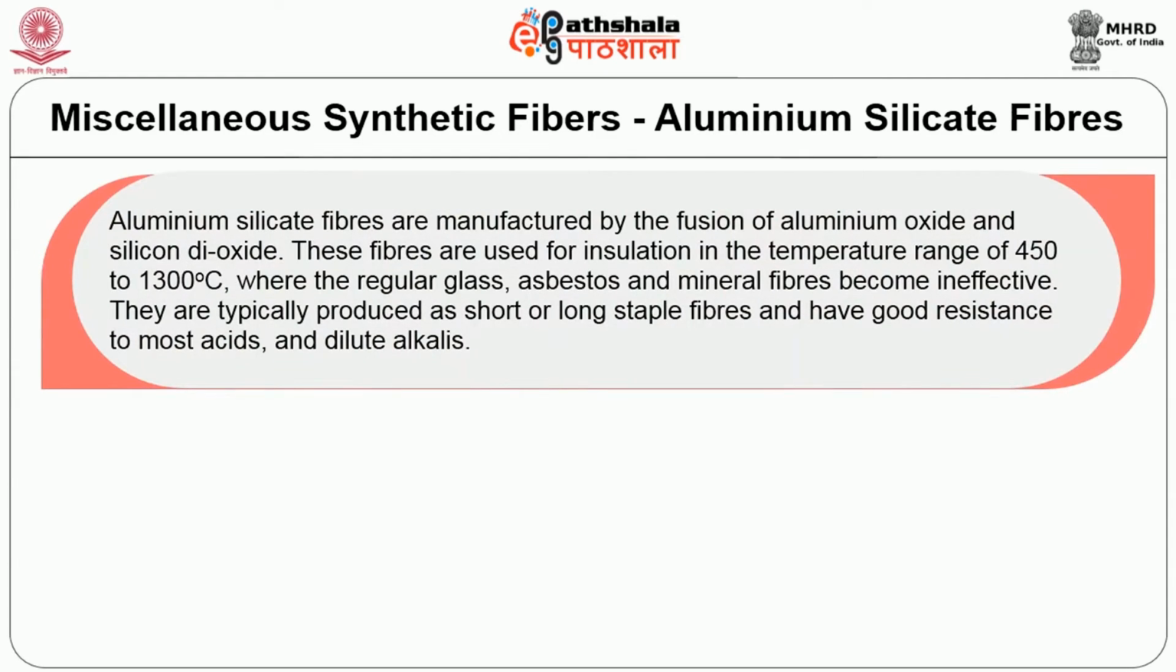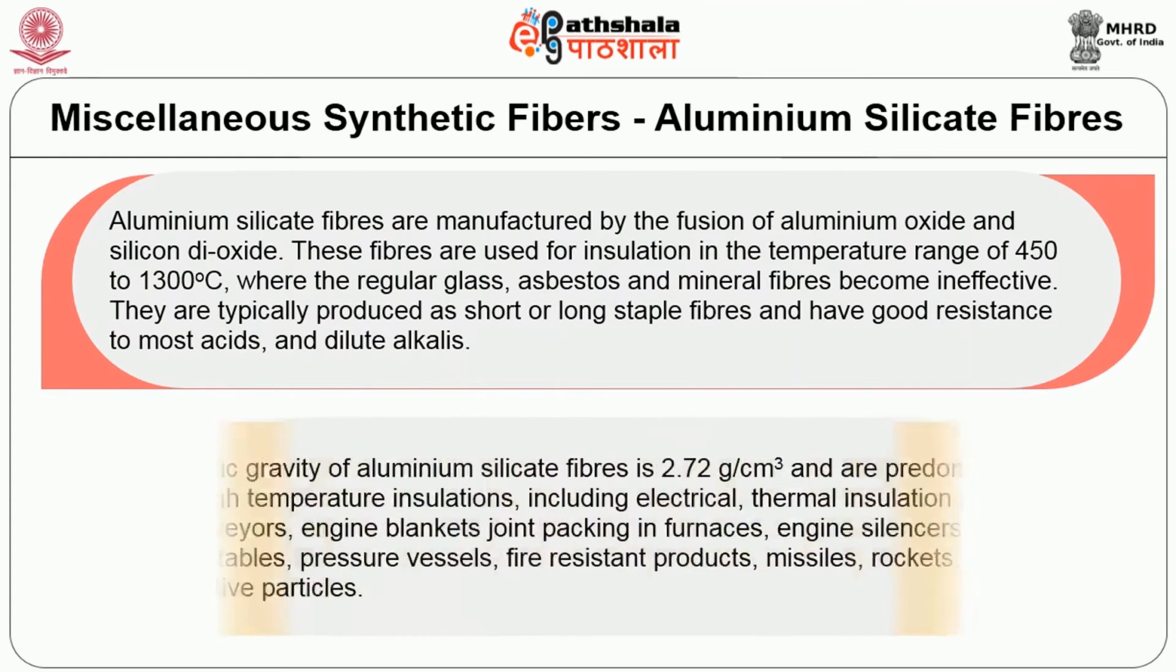Alumina silicate fibers are manufactured by the fusion of aluminum oxide and silicon dioxide. These fibers are used for insulation in the temperature range of 450 to 1300 degrees Celsius, where the regular glass, asbestos and mineral fibers become ineffective. They are typically produced as short or long staple fibers and have good resistance to most acids and dilute alkalis.